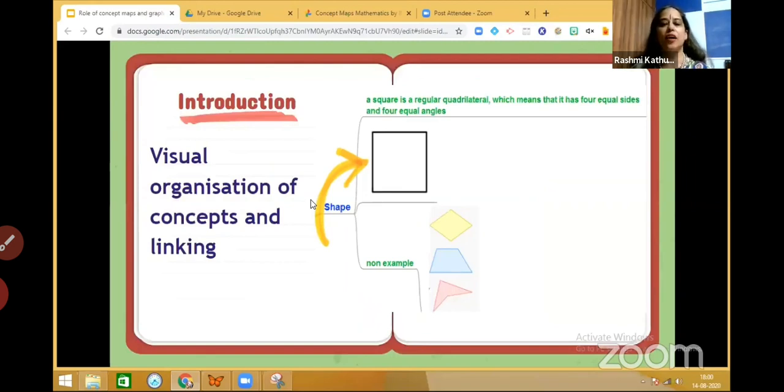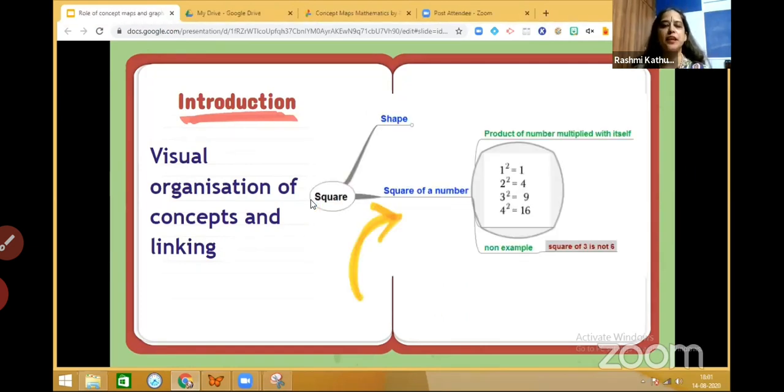When you say concept map, basically concept maps are visual organizations of the concepts and the linkages between them. Say for example, I name the term square. When I name the term square, probably some people would start thinking about it as a shape. Some people would start thinking in terms of the definition of a square. And there will be some people who would think in a reverse manner, that means who think about the non-examples, the shapes which are not squares.